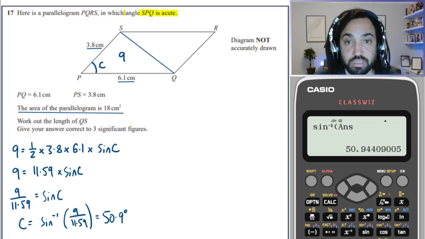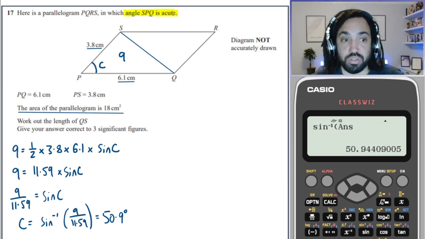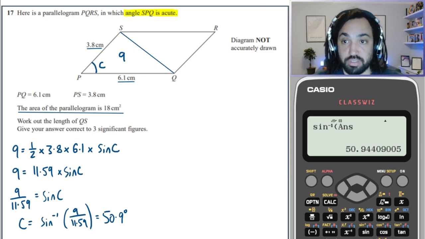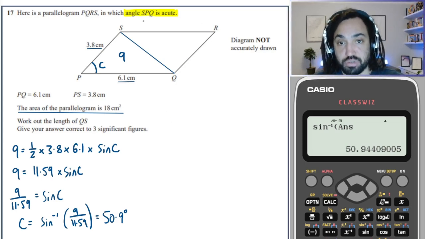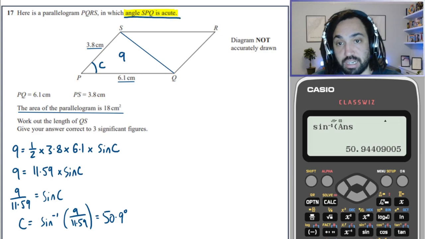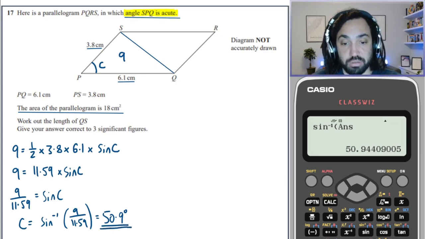Now it's important to note that the angle we've just found tells us that it is acute. Whenever you find an angle using the sine rule or using sine, there is an alternative answer which you can get by doing 180 minus, and that will give you an obtuse angle. But we don't need to do that now because we're told that the angle is acute, and this is an acute angle, so we're good.